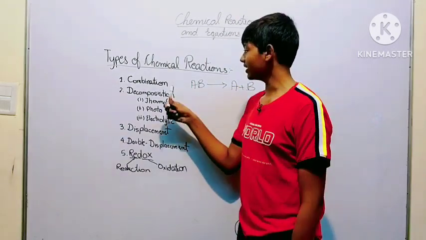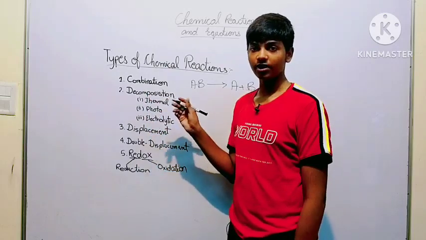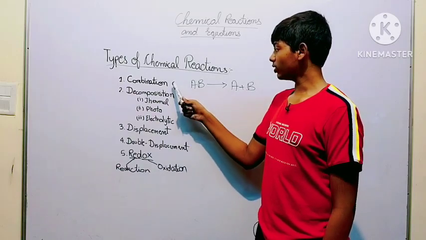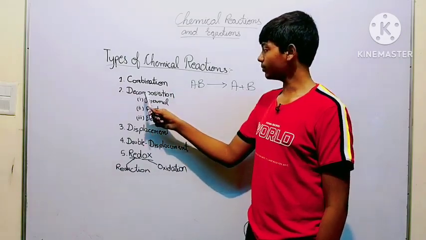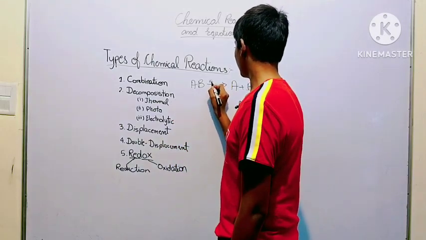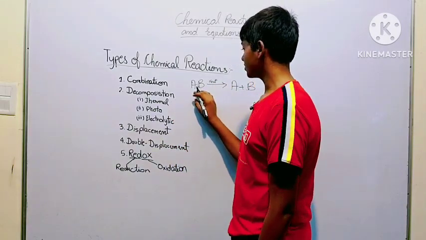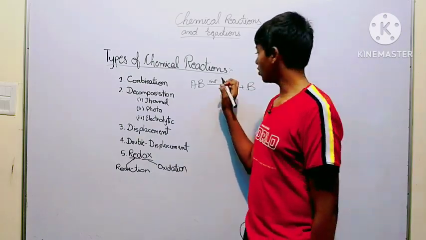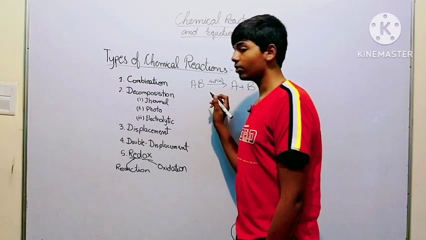If you remember, we said that combination reactions are generally exothermic, meaning heat is released in that reaction. The opposite of exothermic is endothermic, so decomposition reactions are endothermic, meaning they absorb heat. When we heat the substance AB, it decomposes to form A and B. The symbol of heat is this type of triangle, which we call delta.